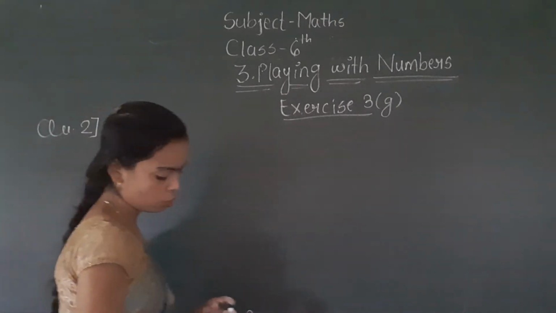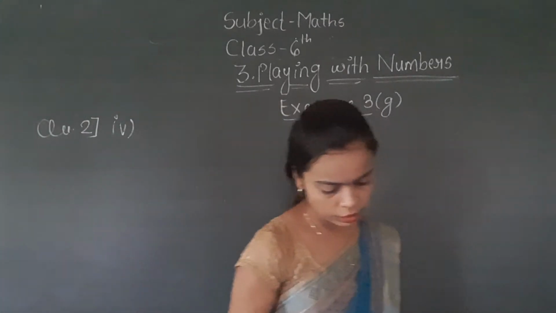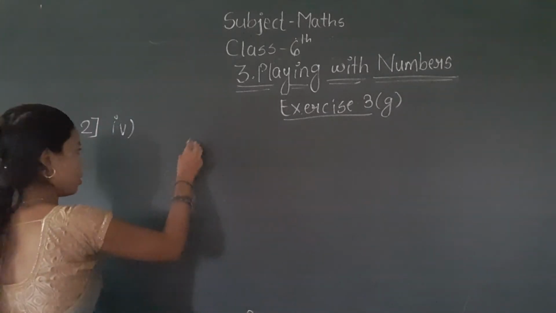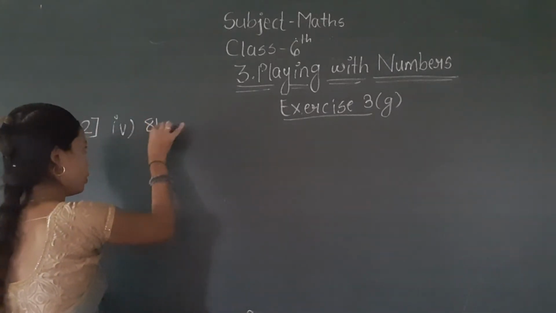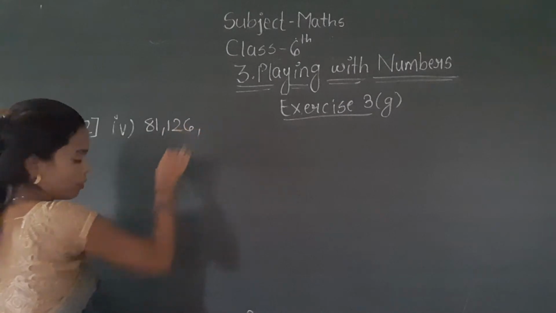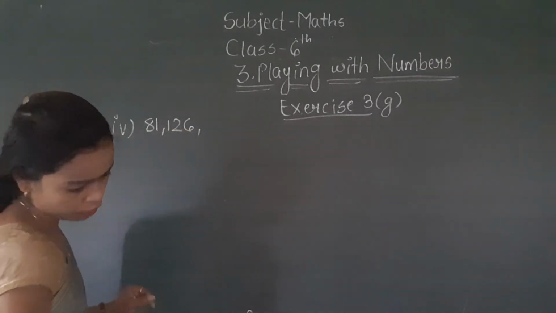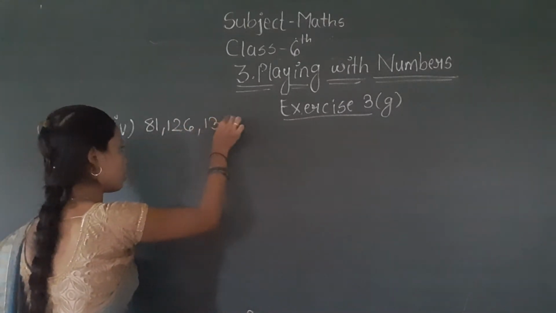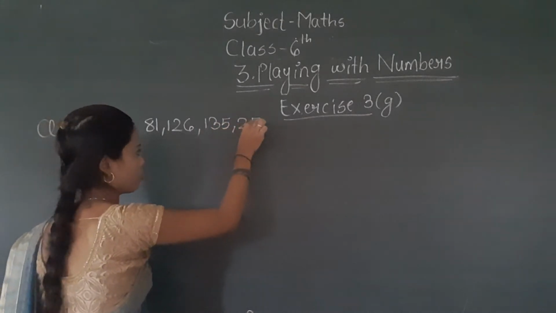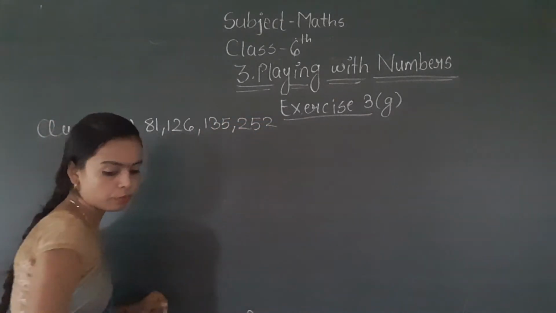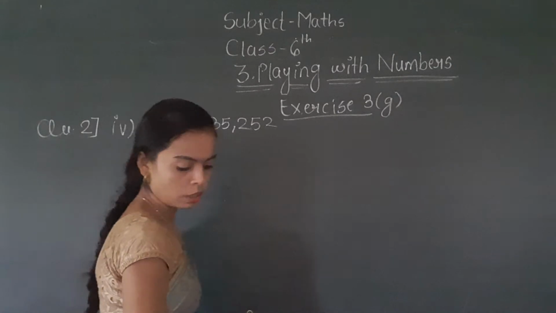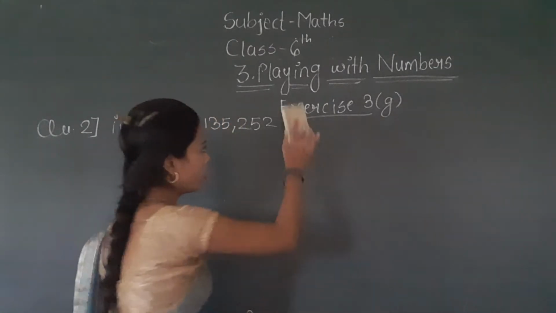Okay, what is your question number 4? 81, 126, 135 and 252. Okay. So write it here. Should I erase the exercise number?